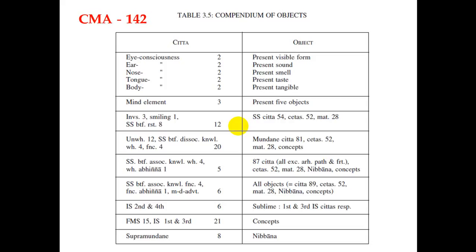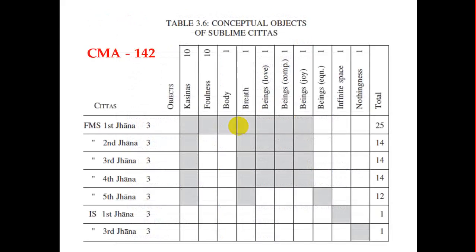Okay, then go to the next one, page number 142. Here, the 5 material sphere first jhana can take 25 objects. As you all know, we have 40 meditation methods. Among them, these are concepts.